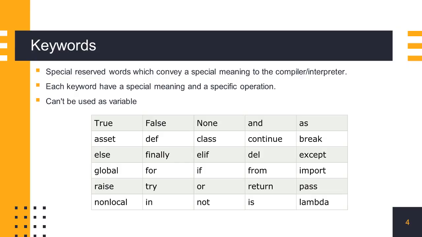In any programming language, keywords are reserved words that have special meaning to the compiler. Keywords cannot be used as variables or identifiers. Python language has a large list of keywords as seen in this table which are used in program statements. For example, keywords like continue, break, and pass are part of control loop statements.